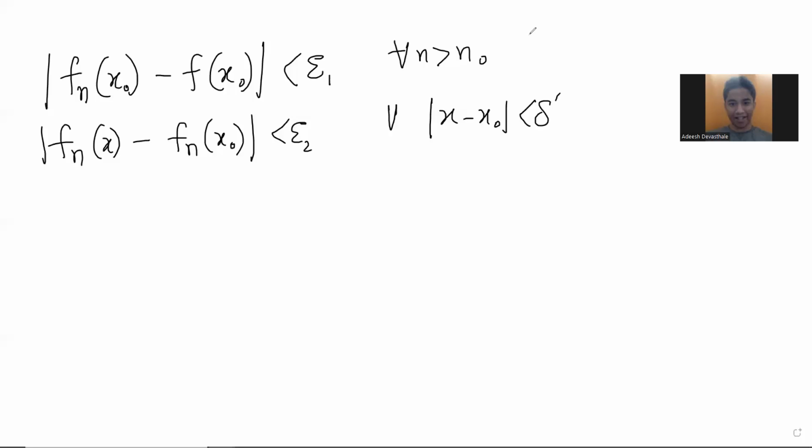So, we had this inequality. This was coming because Fn is converging to F uniformly, and so also pointwise. And then the second one was basically using the continuity of Fn. What was the third inequality? Can you remind me, if you remember? Epsilon 3, we had some third inequality.